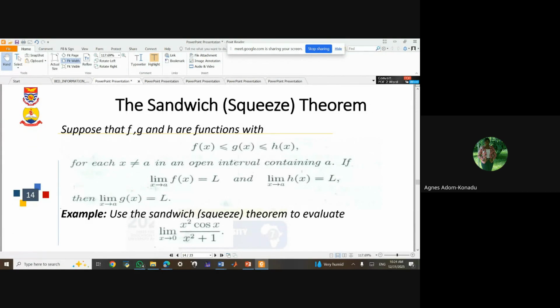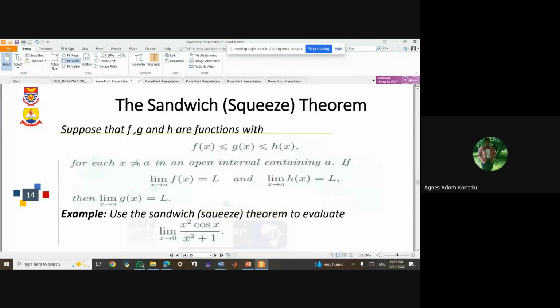Okay, so suppose I have three functions, f, g, and h, where f is less than or equal to g, and g is also less than or equal to h. So you can see that g is sandwiched between f and h. That is the sandwich. My g is greater than or equal to f, but less than or equal to h.